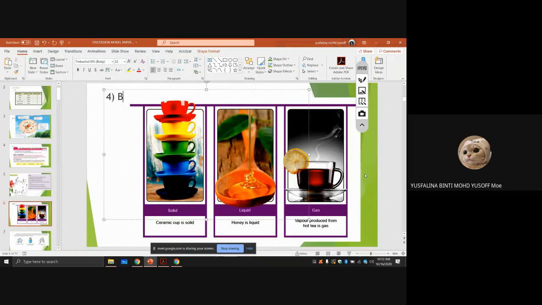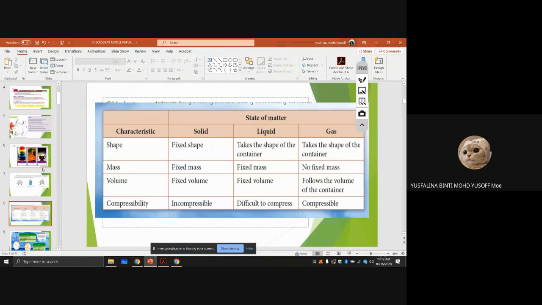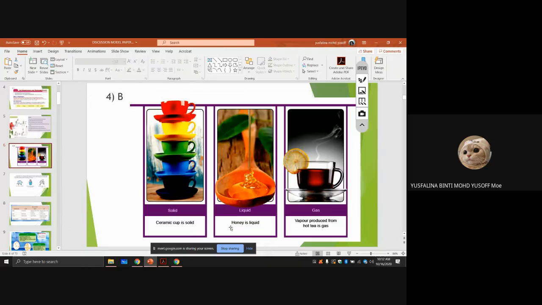So let's see. This is a solid. Solid, liquid, and gas.